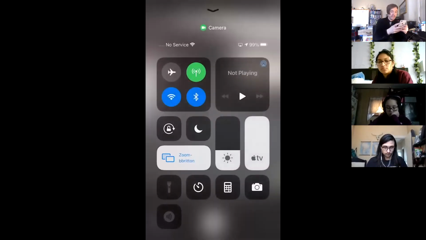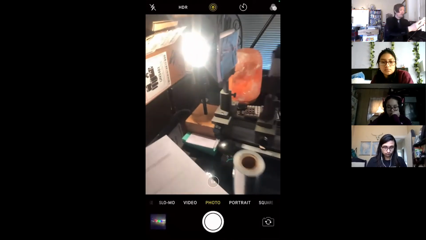All right. It's loading. And camera view. Okay. So let's check out our experimental setup.